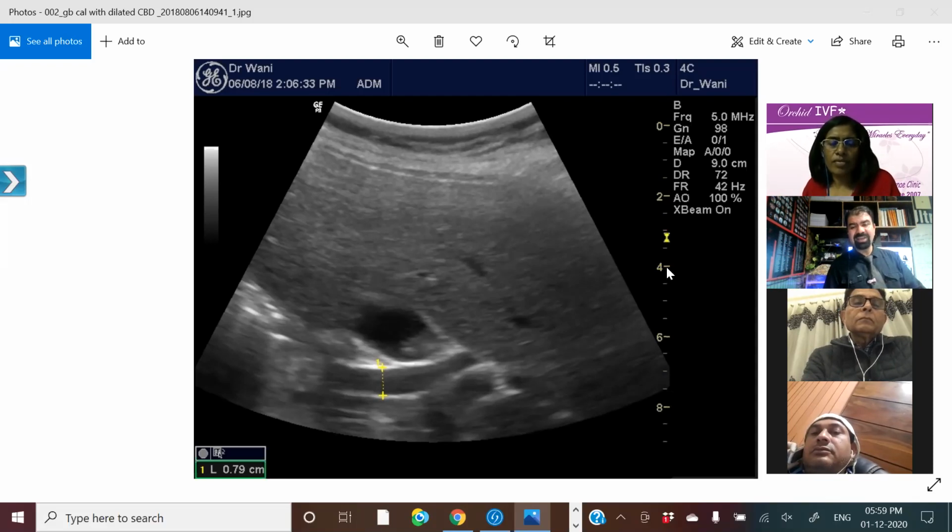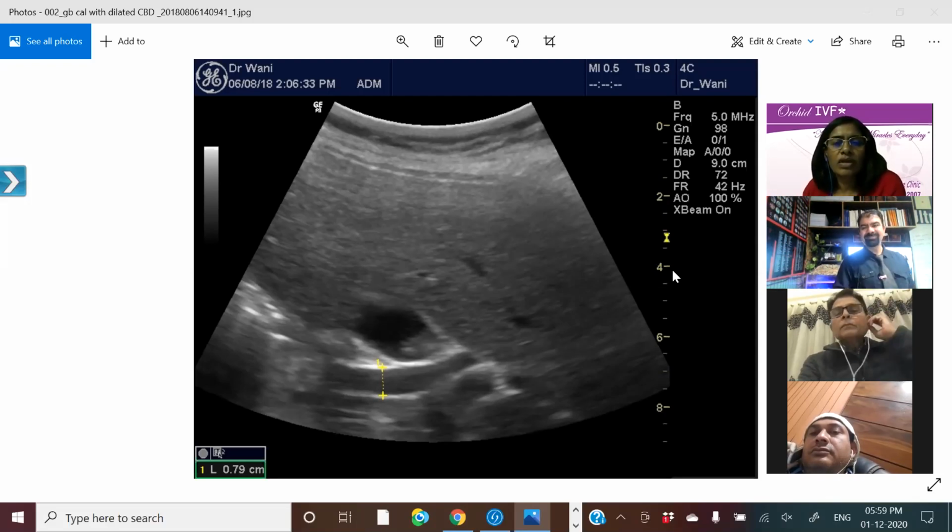If I will keep this depth at 4, then here it will be 4 centimeters. It means that this 4 will now move where? Up or down? It will go down. Then will I see this gallbladder? No. Will I see that gallbladder? No. This is the point.